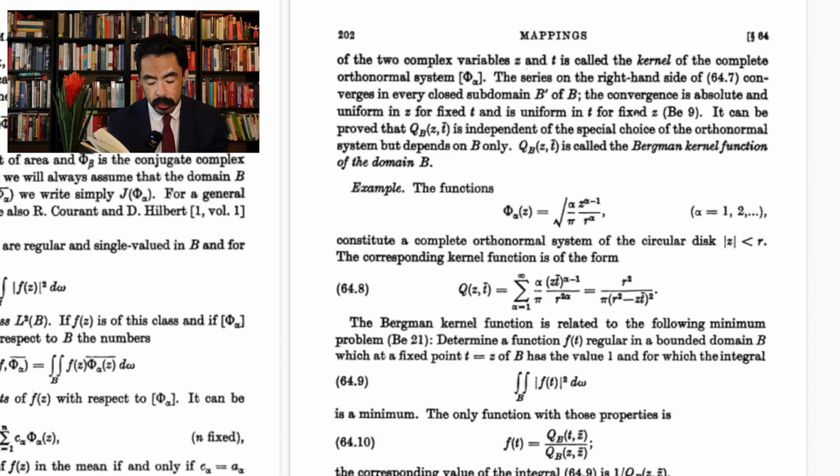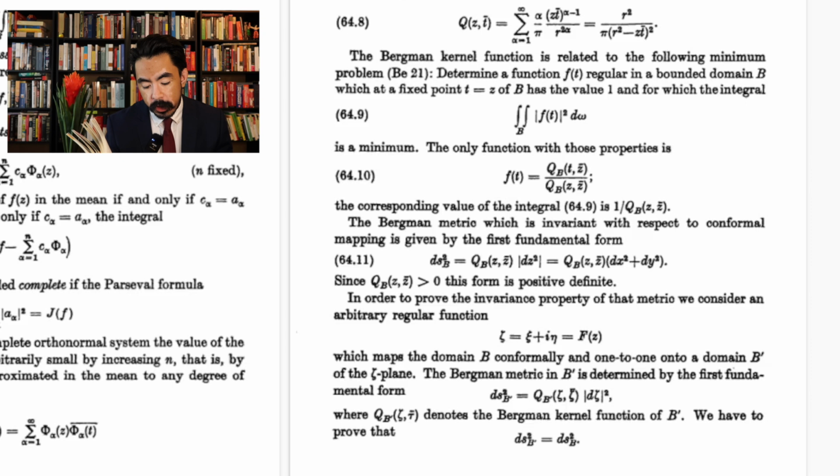The Bergman kernel function is related to the following minimum problem, which is in the Bergman book. Determine a function f(t) regular in a bounded domain B, which at a fixed point t equal to z of B has the value 1, and for which the integral, which is the double integral on B of the magnitude of f(t) squared, dω, is a minimum. The only function with those properties is f(t) equals Q_B(t, z̄) all over Q_B(z, z̄). The corresponding value of the integral previously given is 1 over Q_B(z, z̄).